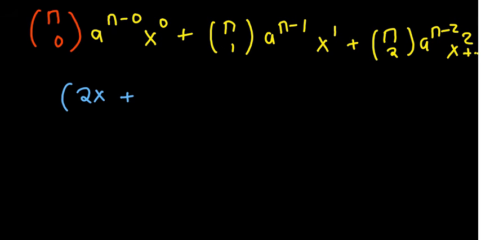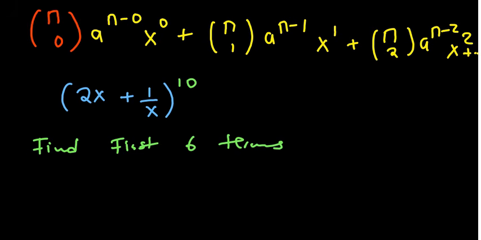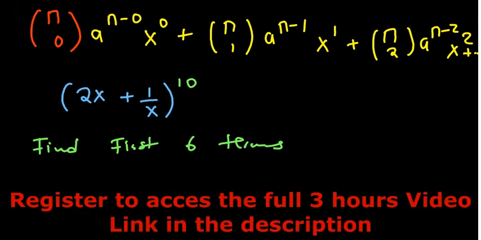Okay, so for the sake of your practice, I want you to deal with this question: 2x plus 1 over x to the power 10. I want you to expand up to, let's say, the first 6 terms. Show the first 6 terms of that expansion. So you start from 10 choose 0 all the way up to 10 choose 5. That's fine. That would be a good start for you.